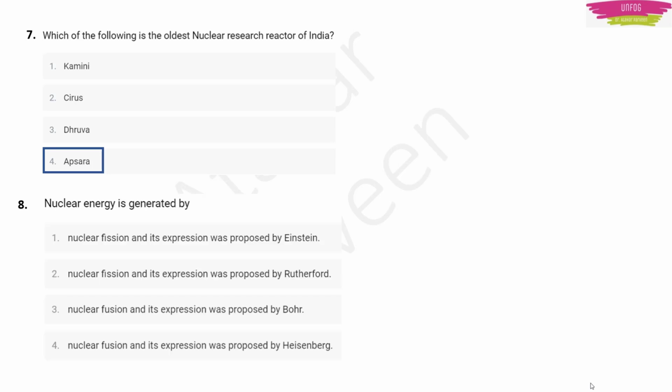Next question. Nuclear energy is generated by nuclear fission and its expression was proposed by Einstein.